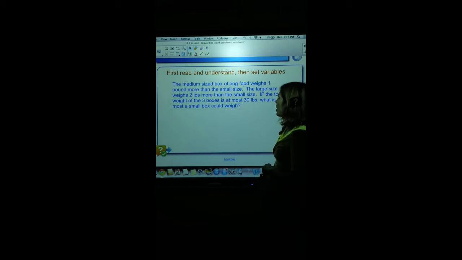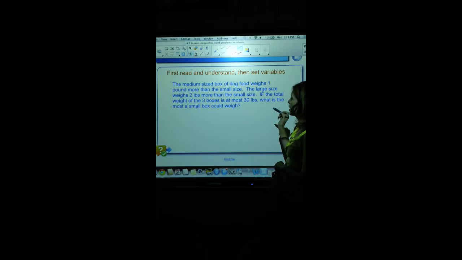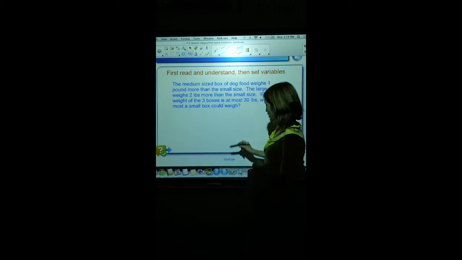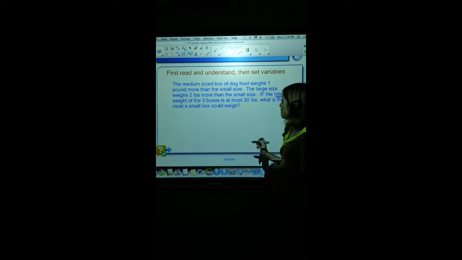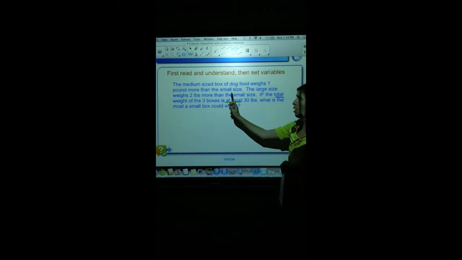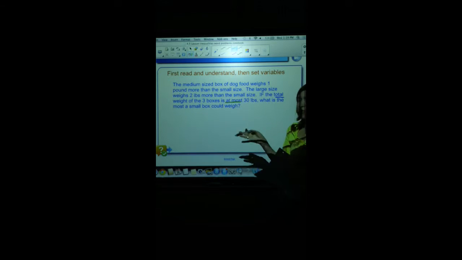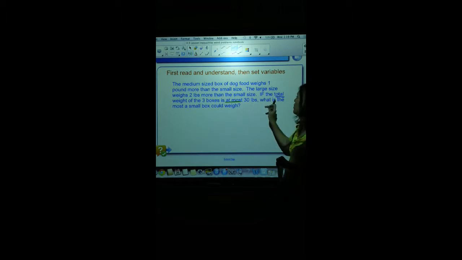The medium-sized box of dog food weighs 1 pound more than the small size. The large size weighs 2 pounds more than the small size. If the total weight of the 3 boxes, so the total weight, I see that word, ooh, it sticks out for me, is at most, that sticks out for me, 30 pounds. What is the most a small box could weigh? Okay, so we've got 3 boxes, we're adding them up, we want them to be at most 30 pounds. At most tells me less than or equal to 30. So we know that we want it to be less than or equal to 30.